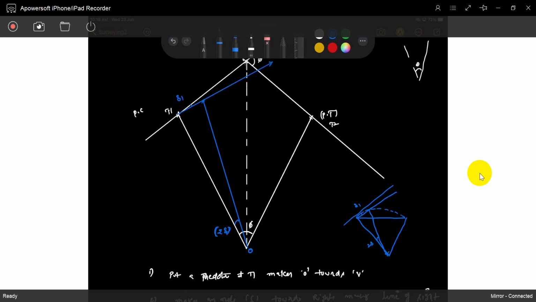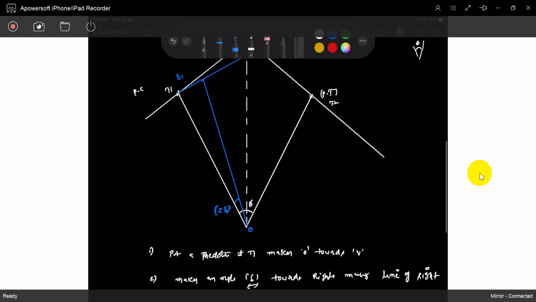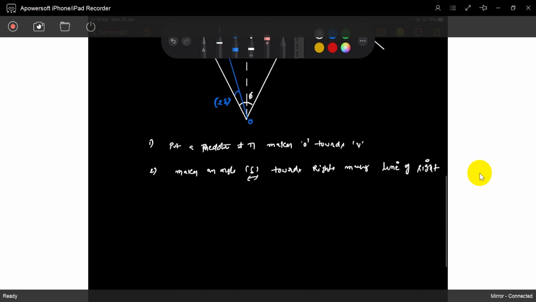I will explain. See, it is very small, you can't understand it in this small size. I will write it in some other place. It is a tangent, and it is a circle. Okay, I will make it larger.